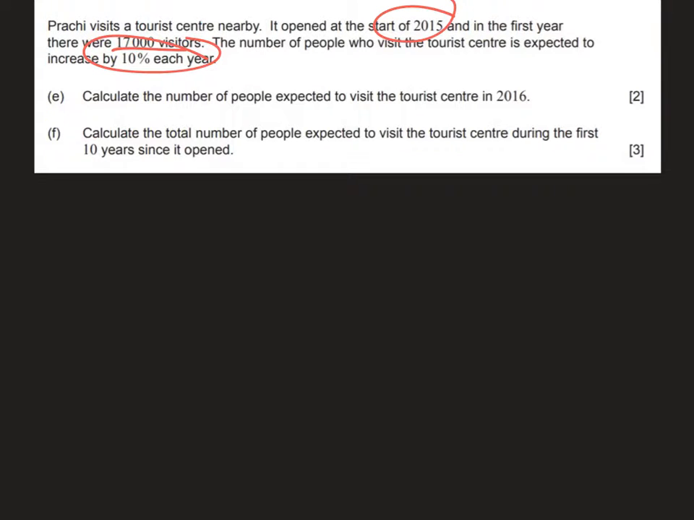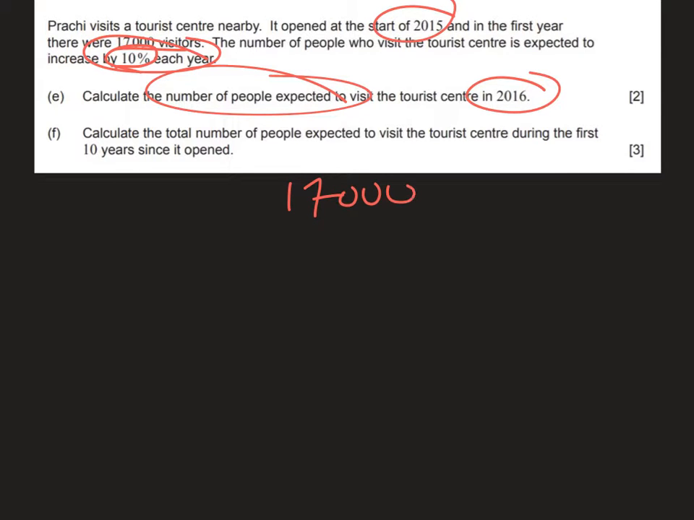Right, so the question then, calculate the number of people expected to the tourist centre in 2016. So the common ratio here is 10%. So you need to increase this number, 17,000, by 10%. So multiply that by 1.1. And that should give you an answer of 1,870, which is fairly straightforward, 2 marks.